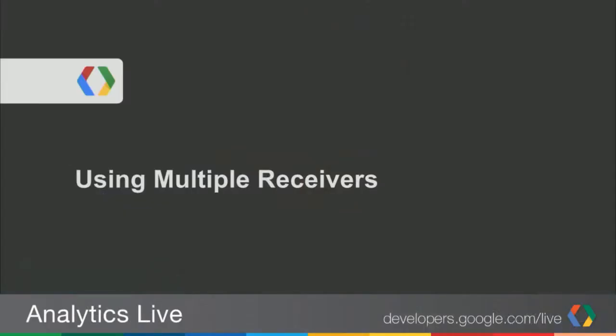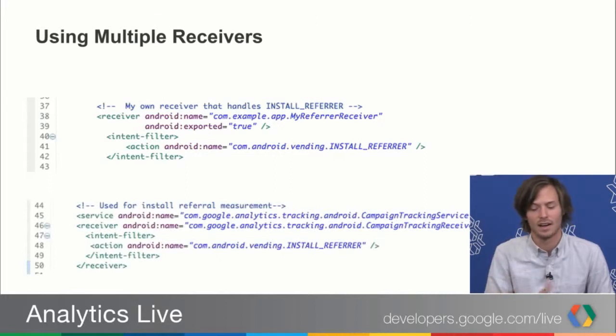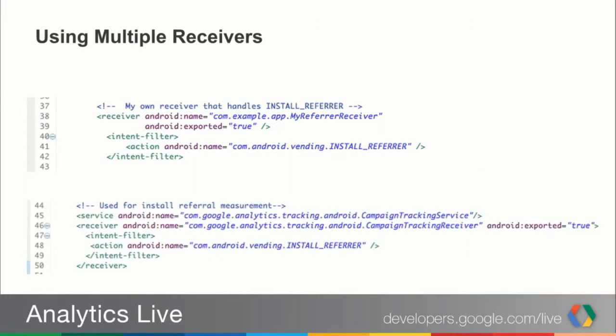Another common issue, the second one that I alluded to earlier, is when you have multiple receivers that are all trying to receive that install refer intent. The thing about that intent is that it can only be received by one broadcast receiver. So you want to make sure that you don't run into this situation where you already have, for example here, some receiver that's receiving that install refer intent and doing some work with it, and then you just copy and paste in the Google Analytics receiver. This will either not work or it won't work reliably because, again, only one of these is going to get called.